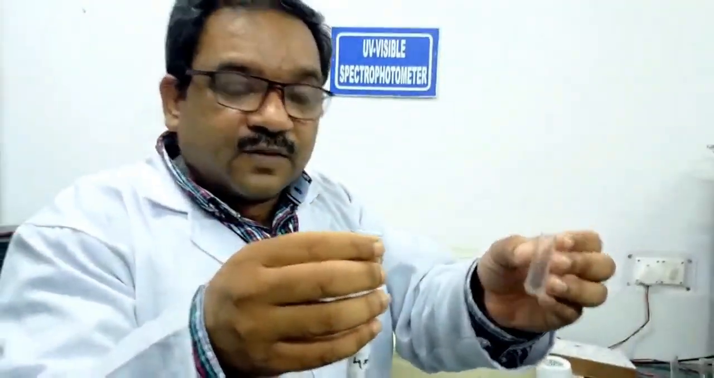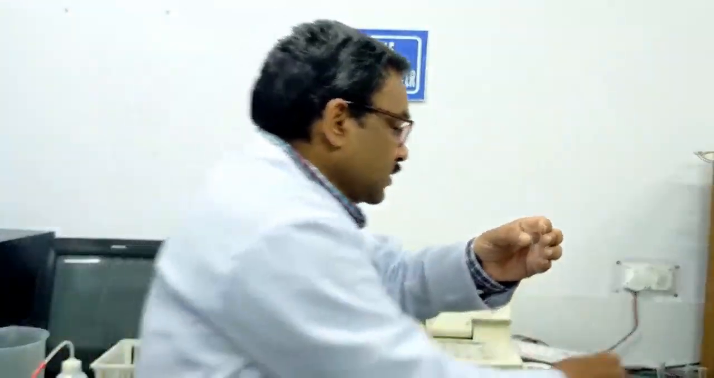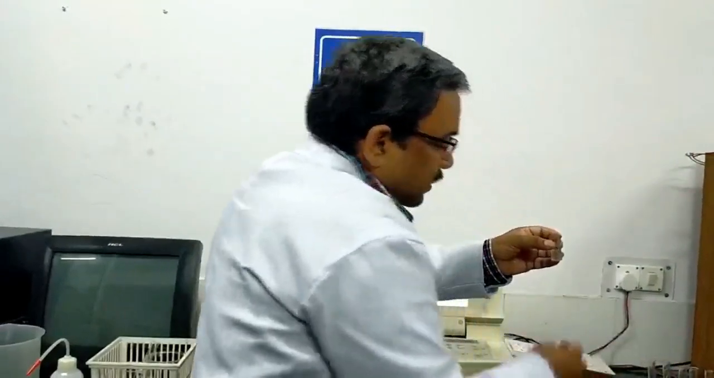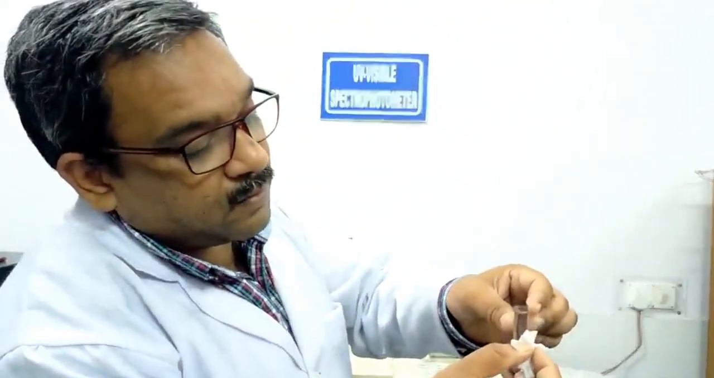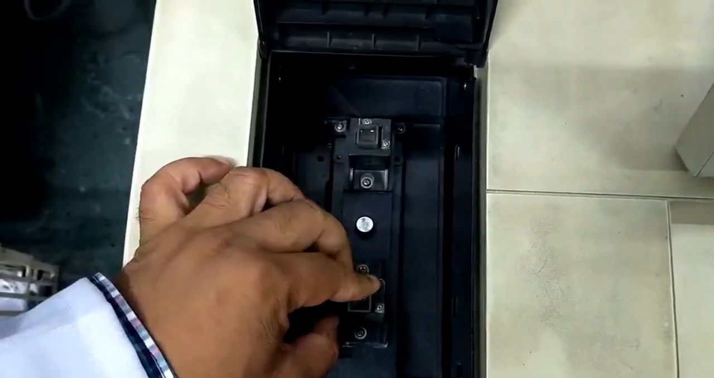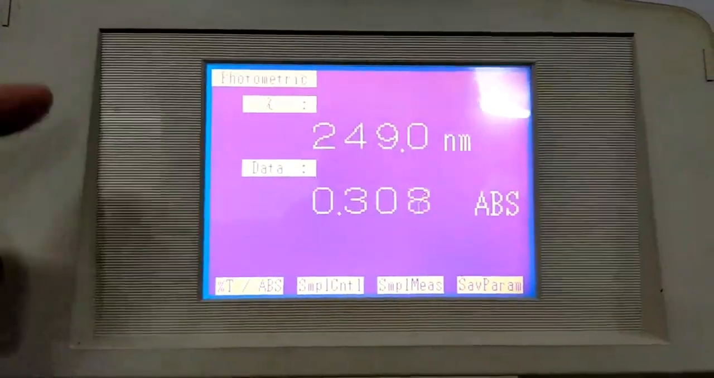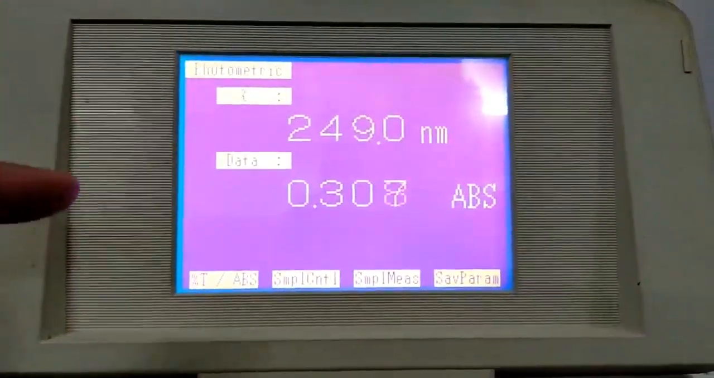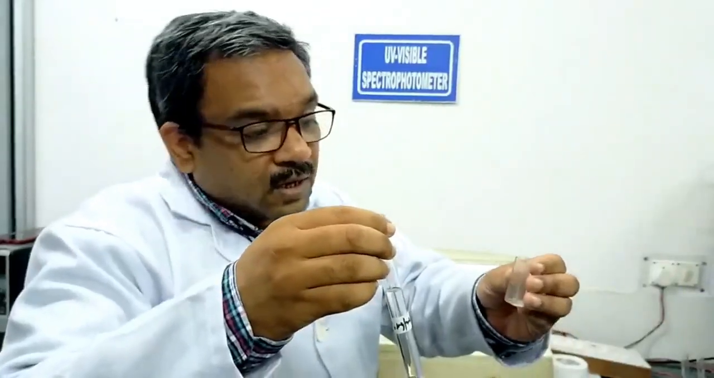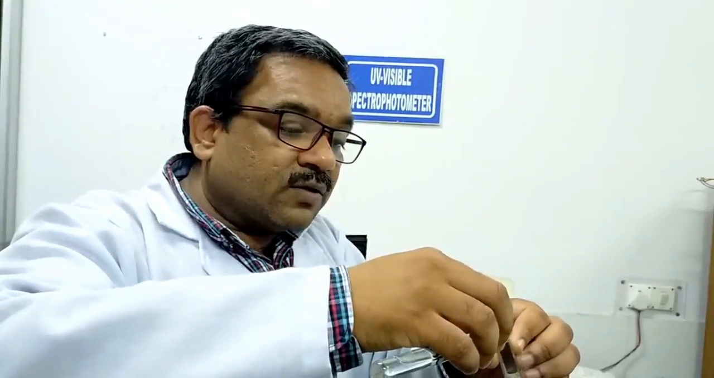Reviewing the content of the cuvette, you just place the sample into the cuvette. Make the surface of the cuvette clear, place it into the sample holder and close it down. Check the absorbance, its value is 0.307. Now the third sample I am having is 6 microgram per ml solution, and this solution is transferred into the cuvette.